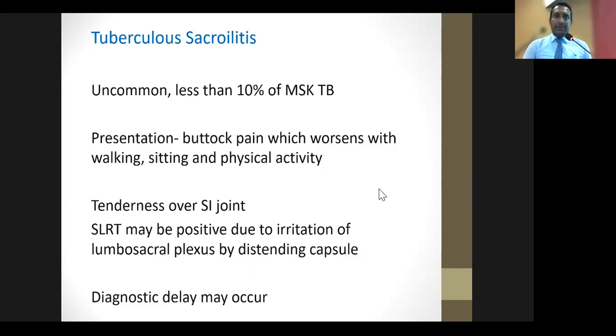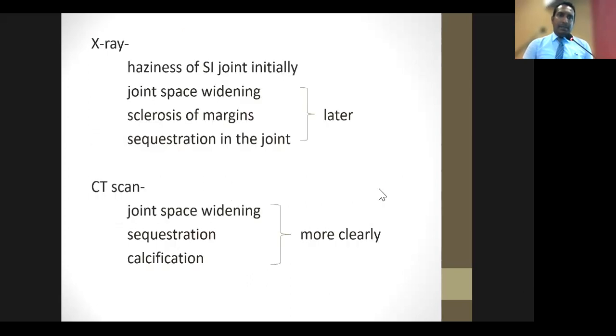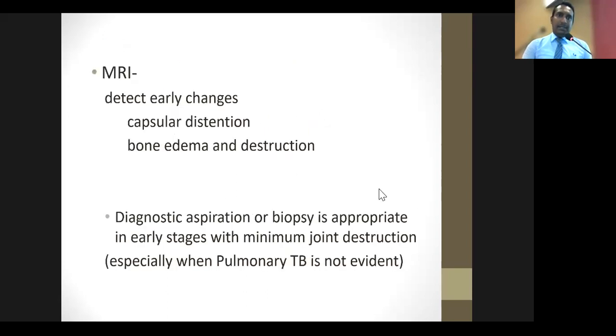Diagnostic delay may occur, obviously, because there is a presentation like inflammatory sacroiliitis. And X-ray obviously will show haziness of the SI joint, like in ankylosing spondylitis. So joint space widening, sclerosis of margins will occur later. CT scan will show joint space widening and sequestration more clearly than earlier, but the MRI will detect the capsular distension and bone edema and destruction very early.